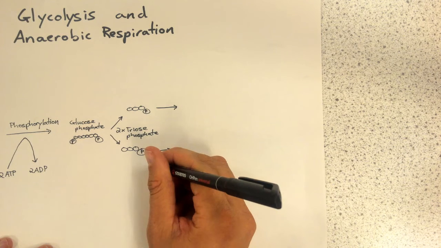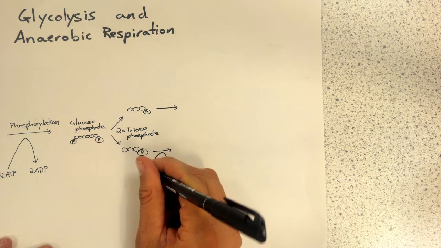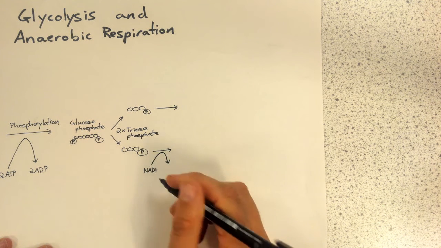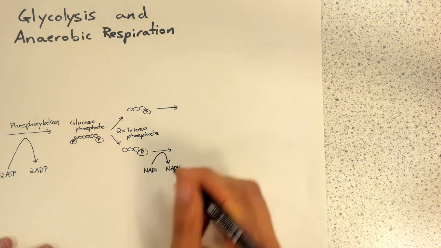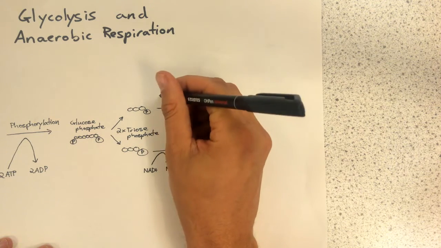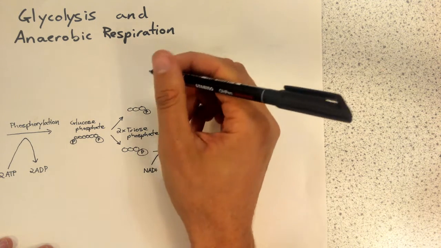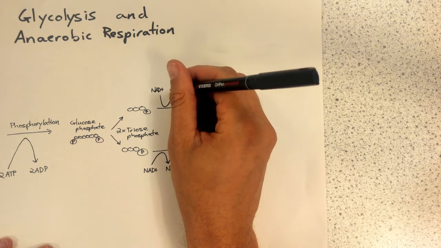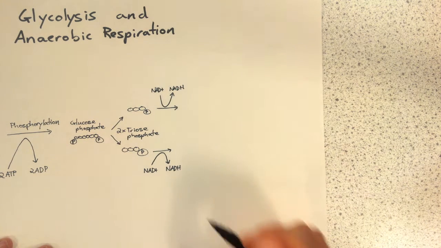The electrons are picked up by high energy electron carriers called NAD+. This then forms NADH, or reduced NAD. As we have 2 triose phosphate molecules, this process happens to each of them, creating 2 molecules of NADH.